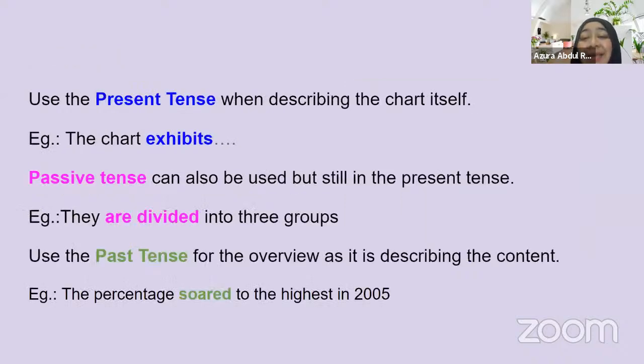Use the present tense when describing the chart itself. The chart exhibits blah, blah, blah, blah. Okay, you can use the passive tense, but still use the present tense. Okay, for example, they are divided into 2 or 3 groups. Use the past tense for the overview as it is describing the contents. The percentage soared to the highest in 2005. Obviously, 2005 is already past tense, so you have to use the past tense.